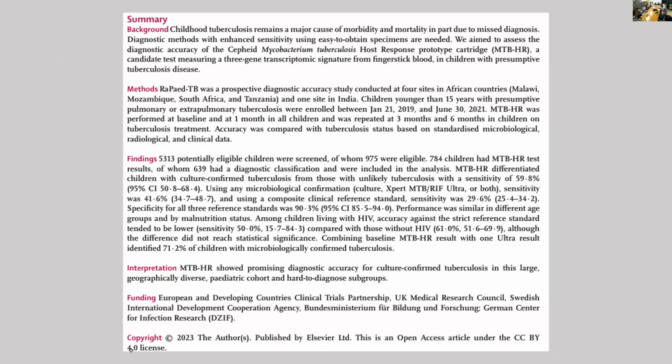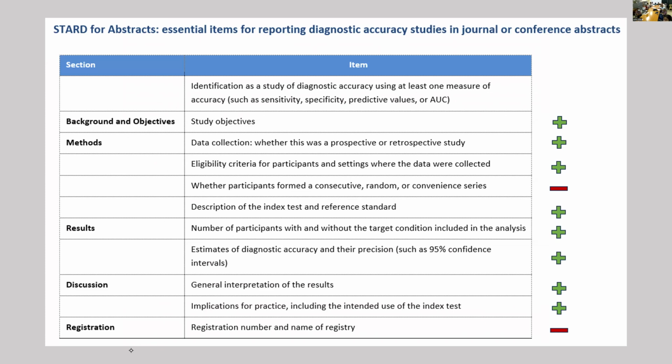There is another checklist to appraise abstracts. That's called the STARD for abstracts. When we applied it to the abstract, it has reported quite well. The study objectives are mentioned, how they have collected the data, and whether this was a prospective or retrospective study is mentioned. They have mentioned the eligibility criteria. The only thing they haven't mentioned is how they recruited the participants, whether they constitute random or convenience sampling. They have described the index test and the reference standard, and the total number of participants is also mentioned. They also haven't mentioned the registration number as well as the name of the registry.